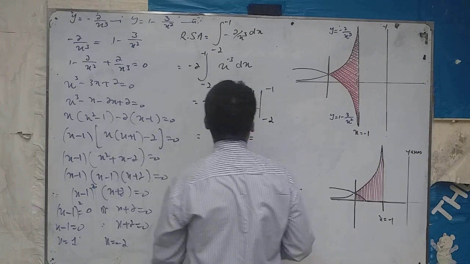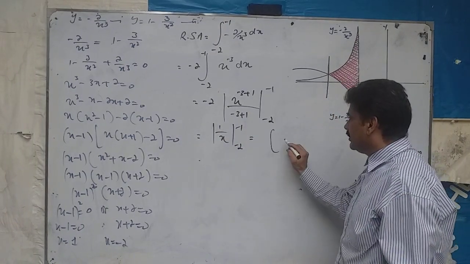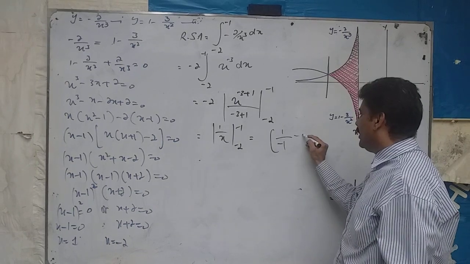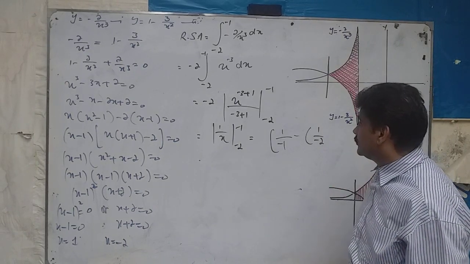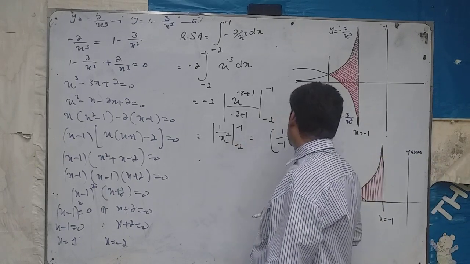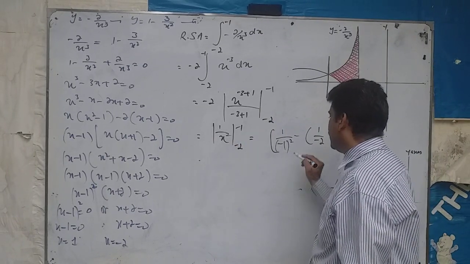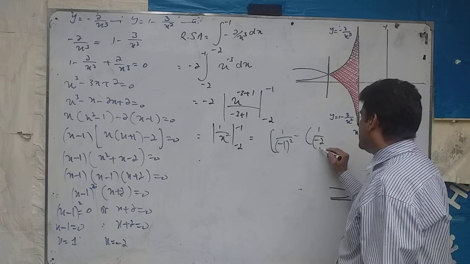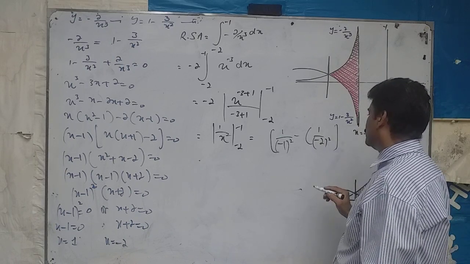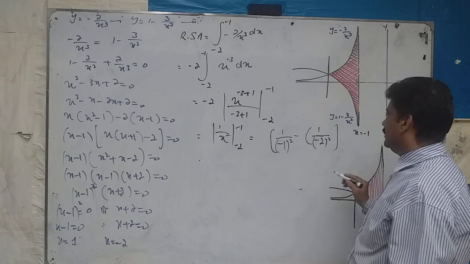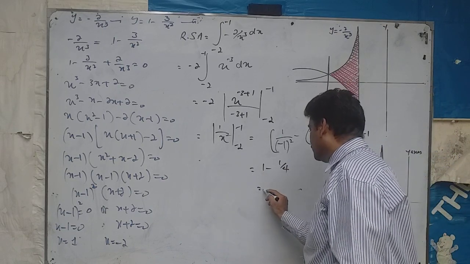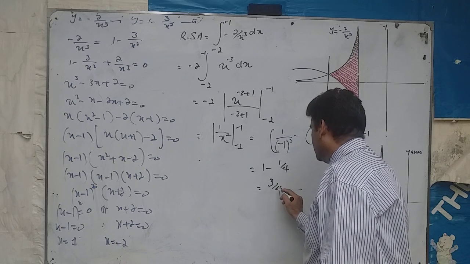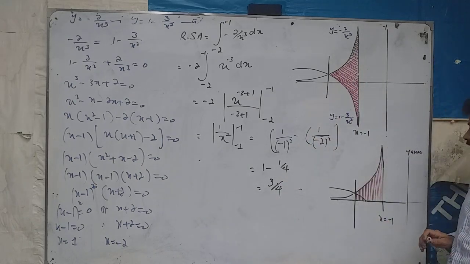After applying the limits of integration, we get 1 by minus 1 minus 1 by minus 2. Minus 1 over x squared, minus 1 over minus 2 whole squared. We get 1 minus 1 by 4, which will give 3 by 4. The red shaded area will be equal to 3 by 4.